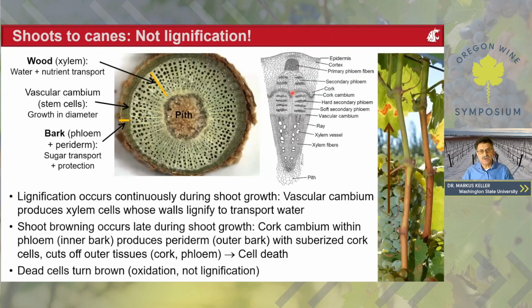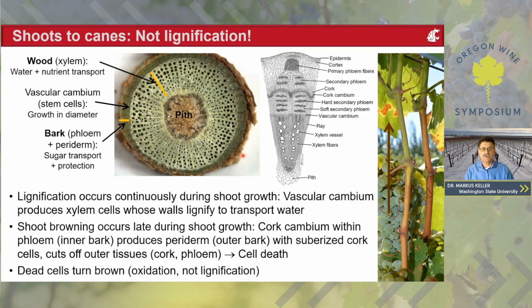This is the same cross-section of a cane. When I talk about dormancy, I have to start with a misconception that is often uttered. I used to even teach this to my students, and that is that brown canes are lignified and green shoots are not. That is nonsense. For all we know, that is not how it happens.